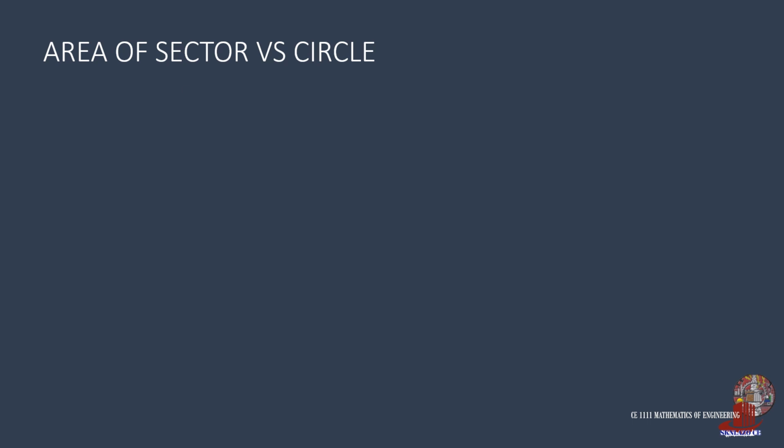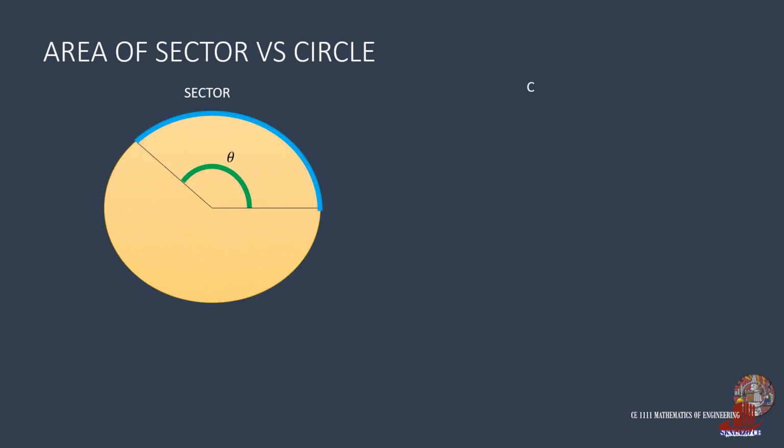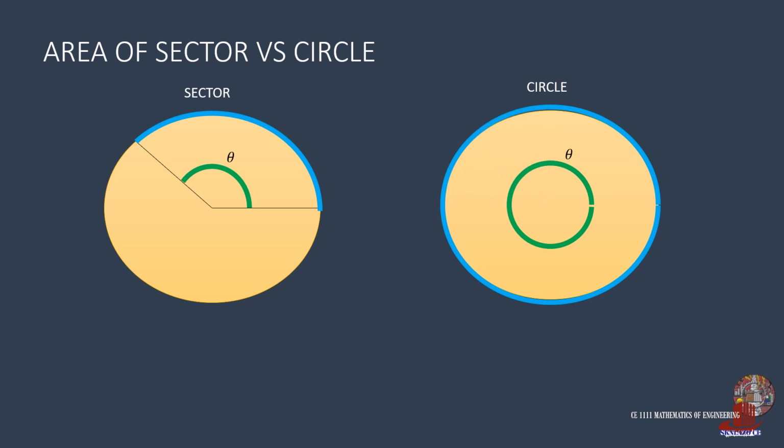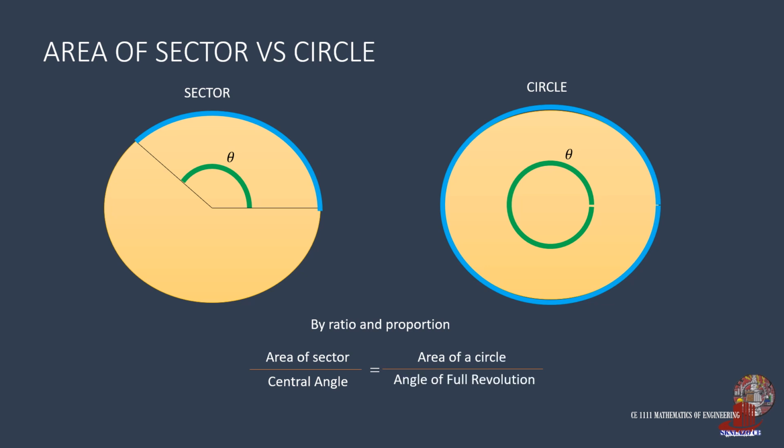In order to take the area of a sector, let's compare it with a similar sized circle. By means of ratio and proportion, we can pair up the area of a sector is to the central angle, as the area of a similar circle is to the angle of full revolution. In mathematical terms, A sub s is to theta, as a circle's area of pi r squared is to 2 pi, which is also equal to 360 degrees.